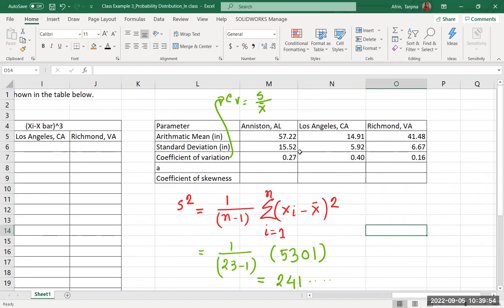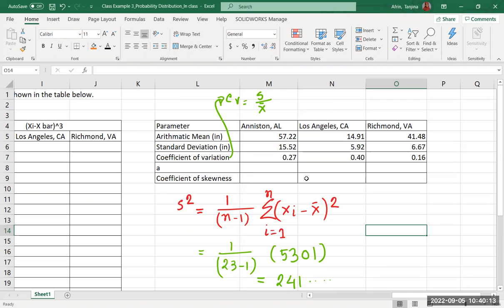Fifteen 15.52 divided by 57. Did you get that? Okay, class. So what is the last thing we need to find for this table? Coefficient of skewness, right?